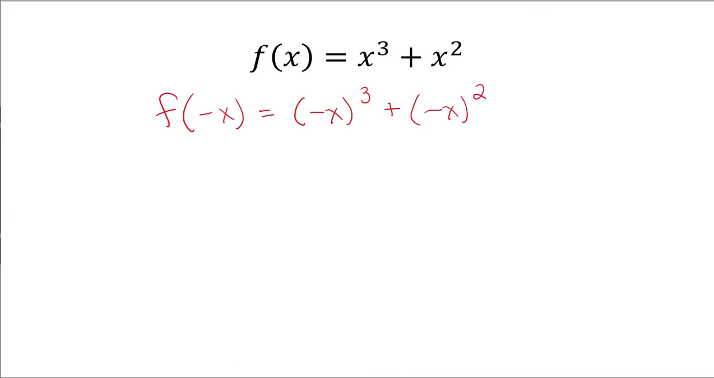Last one here, we're going to plug in negative x. Negative x to the third, that becomes negative x to the third. This guy stays as x squared. Compare these two. They're not the same functions, and all the signs did not change, so this is neither. It's not odd, it's not even, it's just neither. It's just a new function. Okay, so that's even and odd.